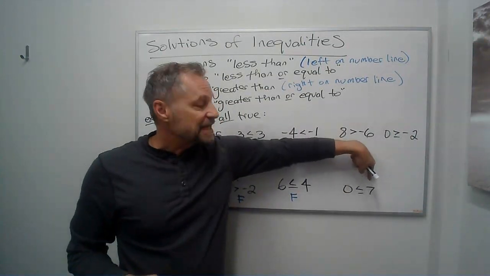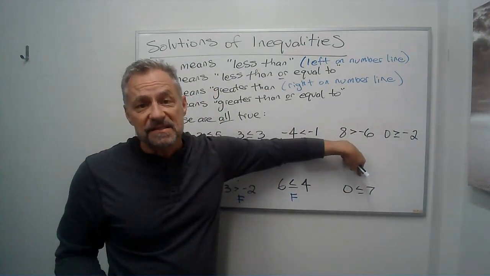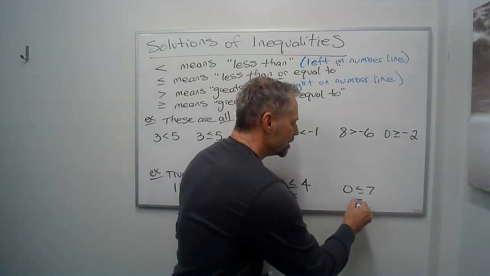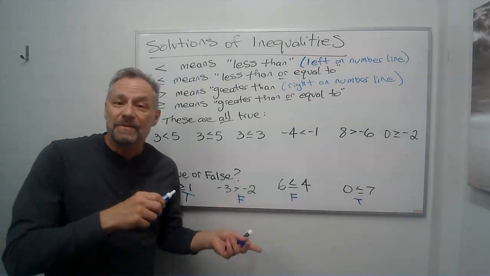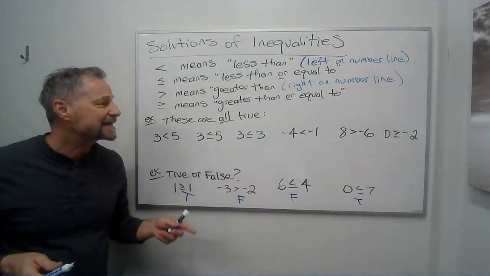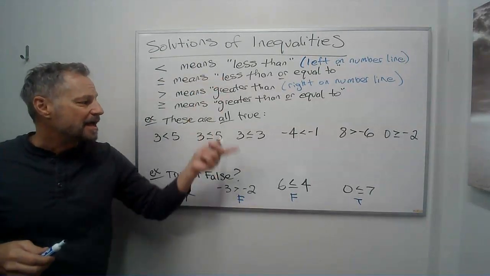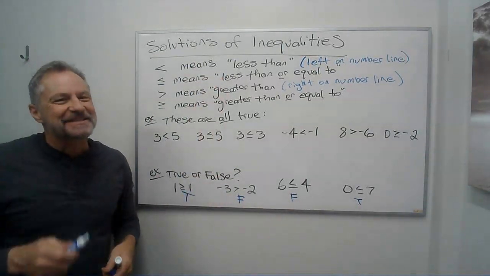And then 0 less than or equal to 7. Yeah, it's less than 7. It's not equal, but it only has to be one of the two. So this one's true as well. So hopefully you did well on that. Get a little practice, understand how these work, think of the number line. These will come to you. You'll get these pretty quickly, I think.